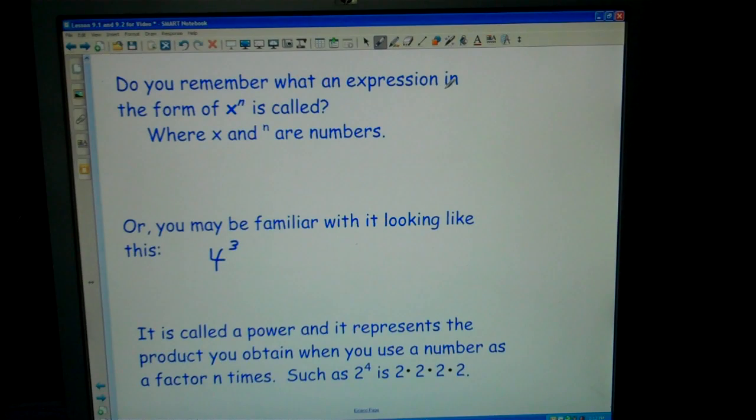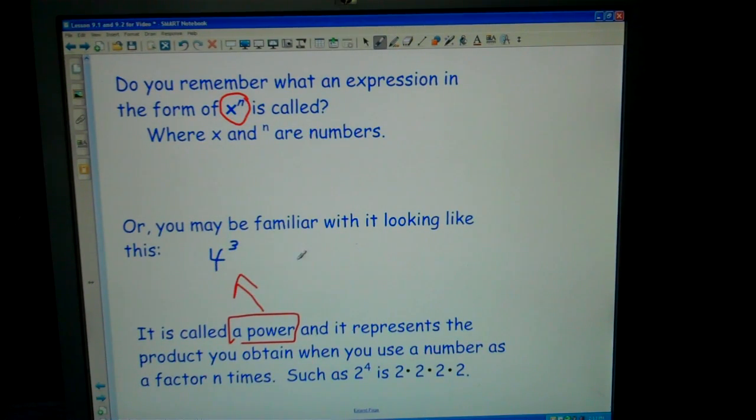Do you remember what an expression in the form of x to the n power is called? Well, what does that look like? It looks like an exponent, okay? So these are exponents and powers, and that's what we're going to talk about here. It's called a power, all right? This right here. And it is represented by the product you obtained when you use a number as a factor n times.